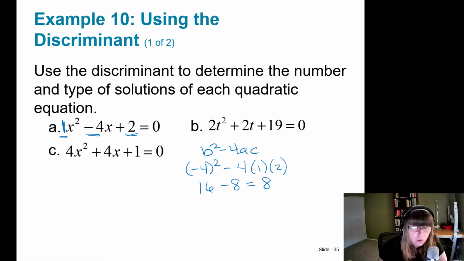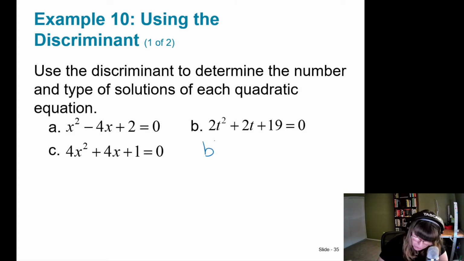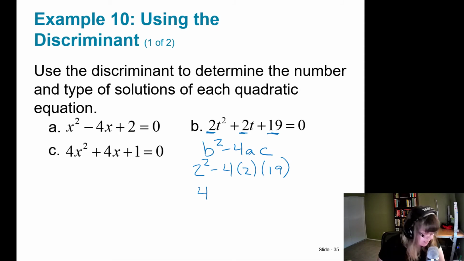Now that's not the solution to the quadratic equation. This value of 8 just tells us that there are two real solutions, meaning the solutions to this quadratic equation live in the real number world. There are two of them. For b, b squared minus 4ac, where a is 2, b is 2, and c is 19: 2 squared minus 4 times 2 times 19. 2 squared is 4. 4 times 2 is 8. 8 times 19 is, on my calculator, 152. And 4 minus 152 is negative 148.